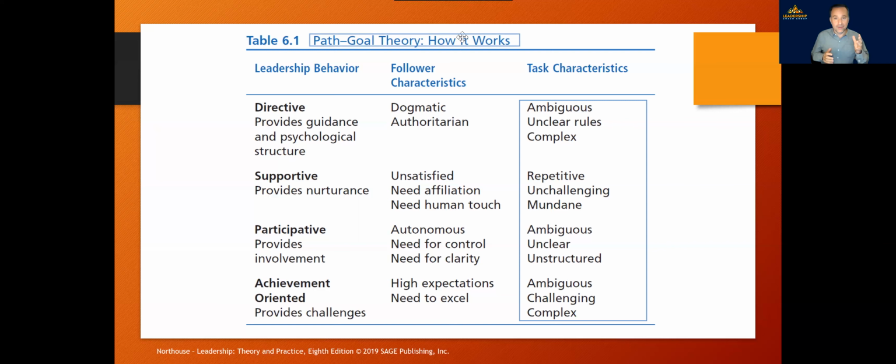That's why it's called path-goal theory. We choose the path or the style of leadership that's going to intersect with the desires of our people to get them activated and engaged, and with the tasks that we're trying to do as a team. So it's well suited to achieving those goals.